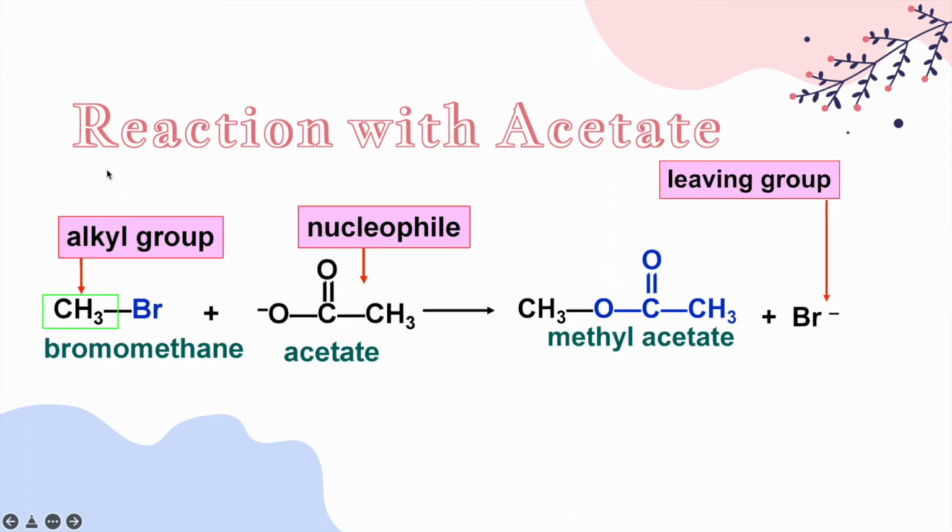Next, reaction with acetate. A haloalkane with alkyl group CH3 reacts with acetate. This is acetate, acting as the nucleophile. C double bond O, and that C attached to O minus. This is acetate. The acetate here will replace the halogen atom in the haloalkane to become acetate with the R group, and the Br here will be the leaving group as bromide.